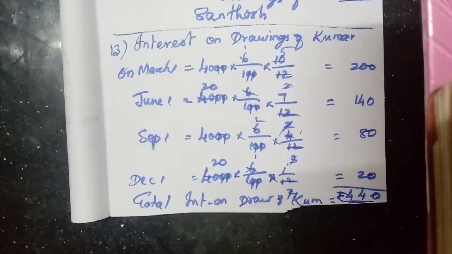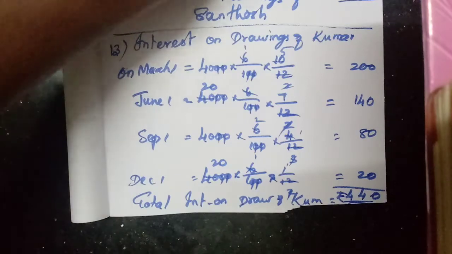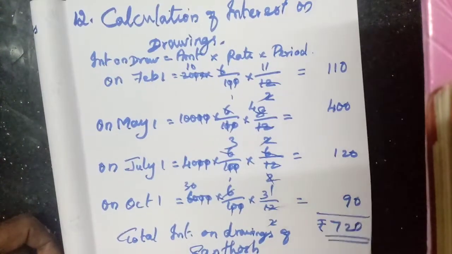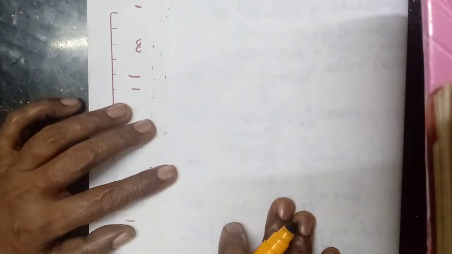Rupees. Simple. Okay, 13 we have completed. Now the last one, that is very easy. Matthew is a partner who withdrew 20,000 during the year. Interest on drawing at 10%. Calculate interest on drawings on 31st December. Here they have not given the date of drawing. Okay, so what we have to do?